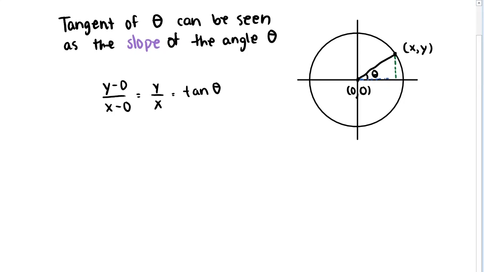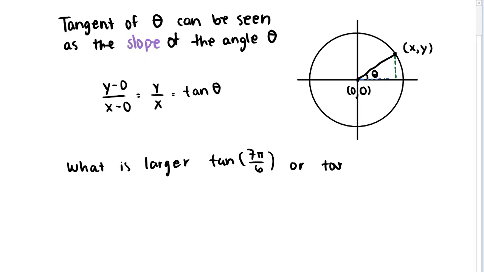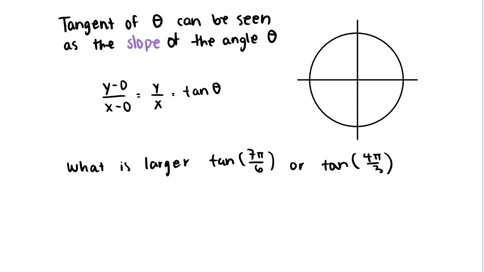For example, I can ask you the question, what is larger? Tangent of 7 pi over 6 or tangent of 4 pi over 3? And we don't even have to compute these to know which one's larger, right? Maybe I'll just draw these above in our unit circle. One angle here is 7 pi over 6, that's pi over 6 past pi, so 30 degrees past 180 degrees, so this is 7 pi over 6. And then I can also draw out 4 pi over 3, that's pi over 3 past pi, so it's 60 degrees past 180 degrees, this is 4 pi over 3.